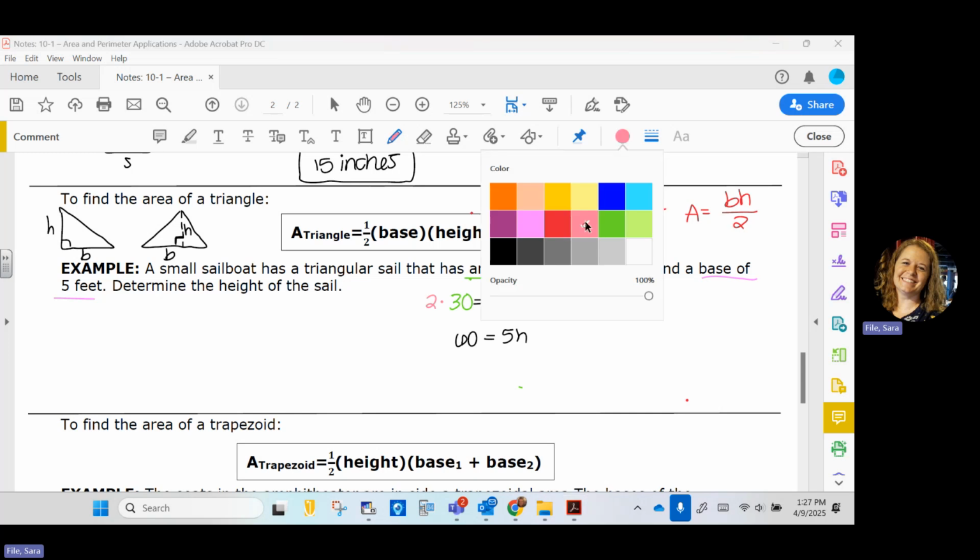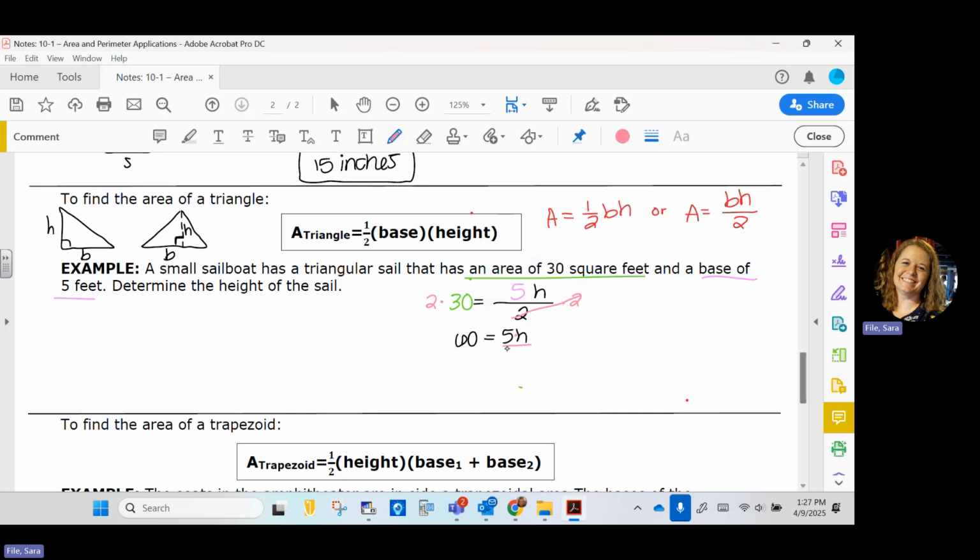Now I have to get rid of the coefficient of 5. So the opposite of multiplying by 5 is dividing. So then I have 12 equals H. So determine the height. That's what I just found. It's 12. Now the area was in square feet, so the height is just in feet. So 12 feet will be the height of that sail.